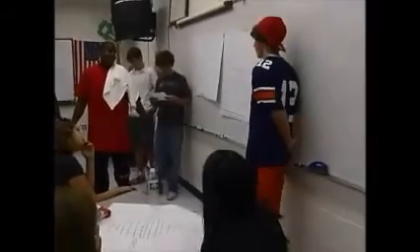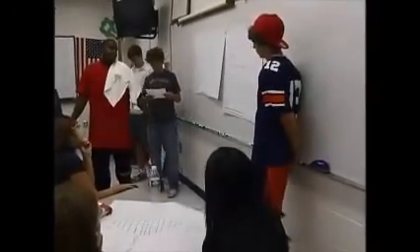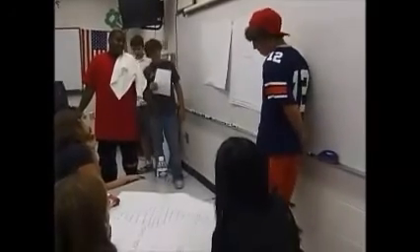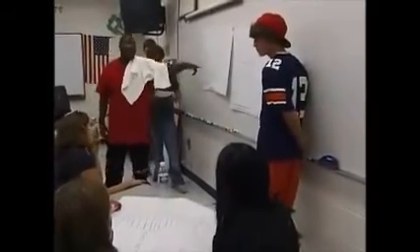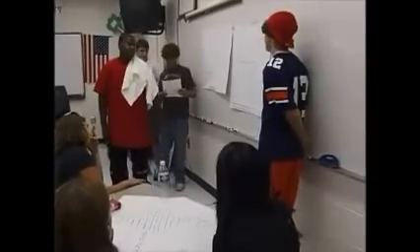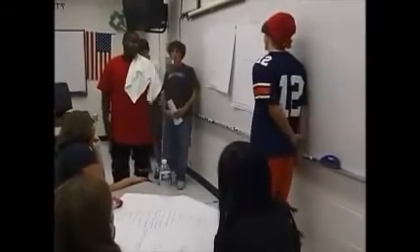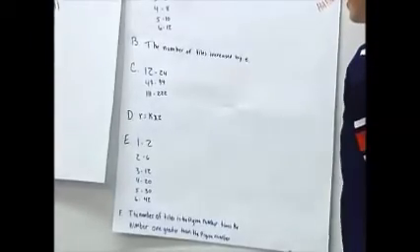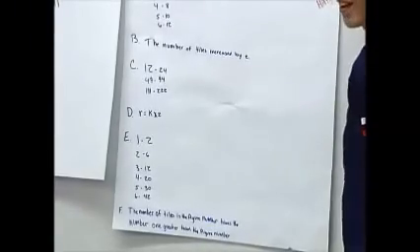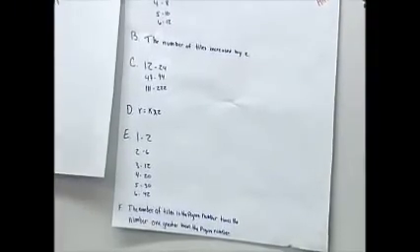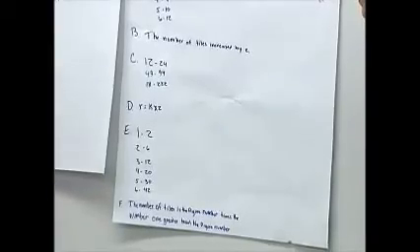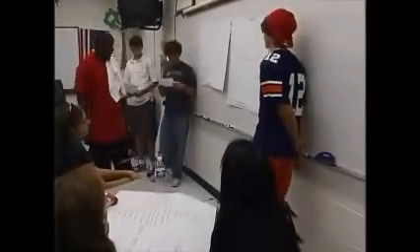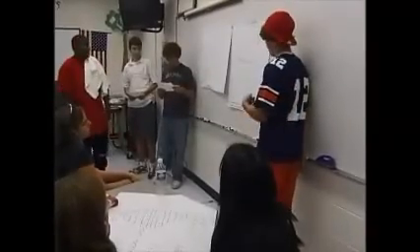Use this pattern to predict the number of rows in figure 12, figure 47, figure 111, if these figures were to be drawn. In figure 12, there'd be 24 rows. And figure 47, there'd be 94 rows. In figure 111, there'd be 222 rows because it's just the figure number multiplied by 2 will give you the number of rows. All right, write an algebraic expression for the number of rows in figure K.